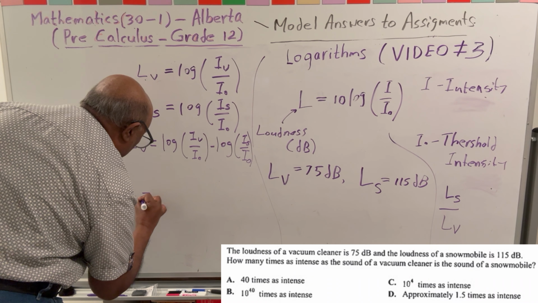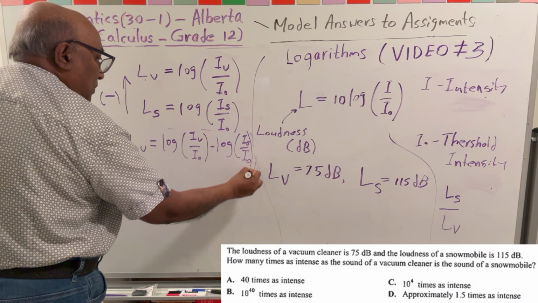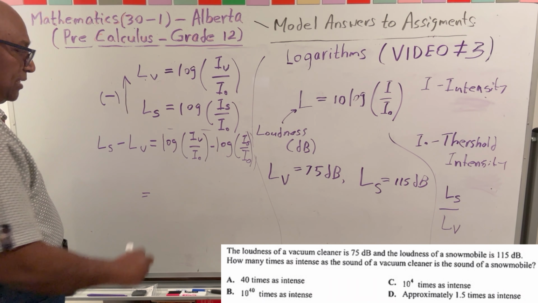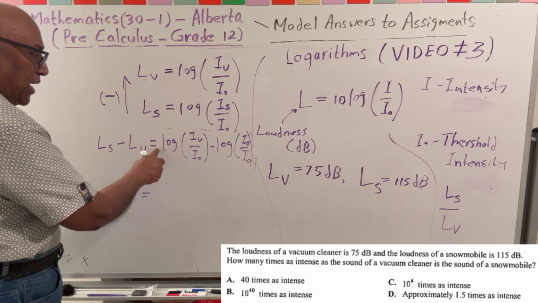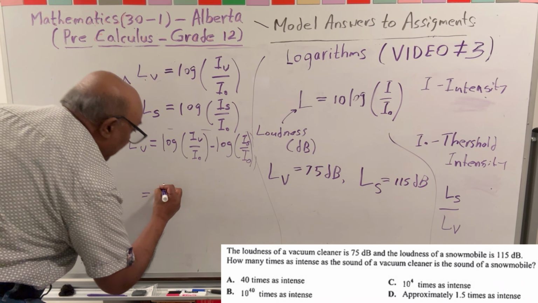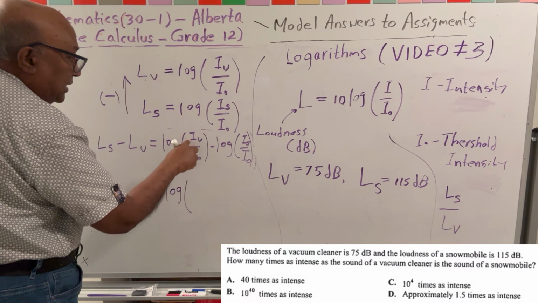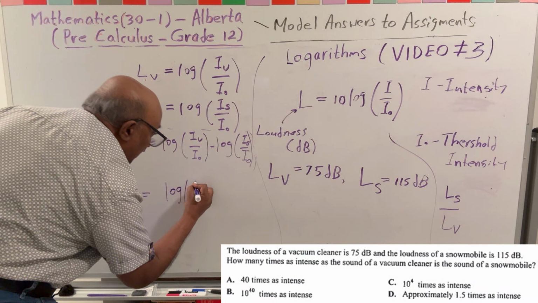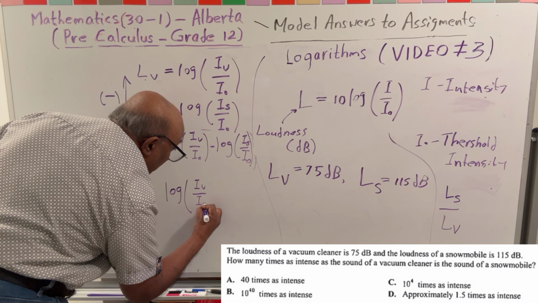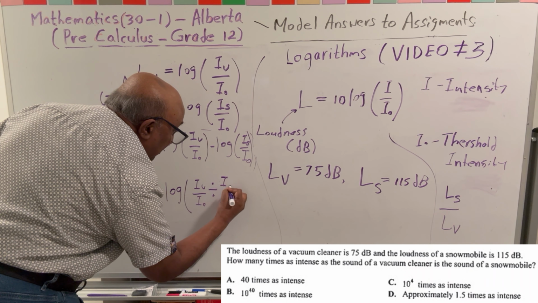Okay. Let's continue with the right side, this one. What is this? Log difference. Let's apply the log difference formula, 1 log m minus 1 log n. That is log this divided by this, IV upon I naught divided by IS upon I naught.